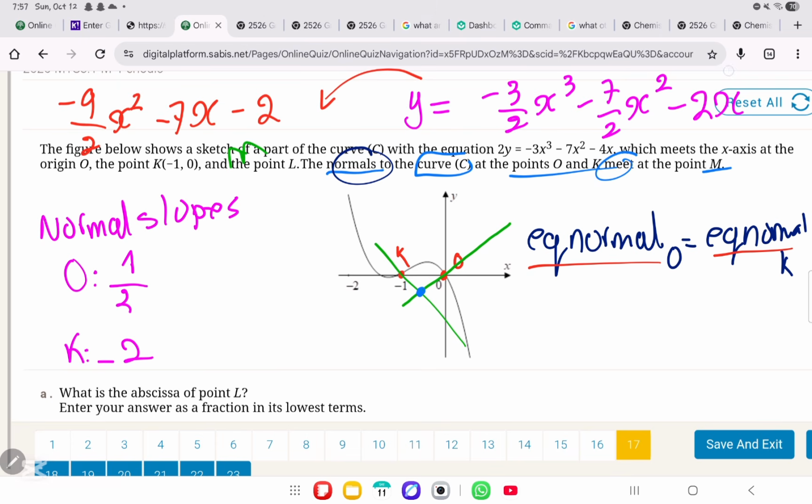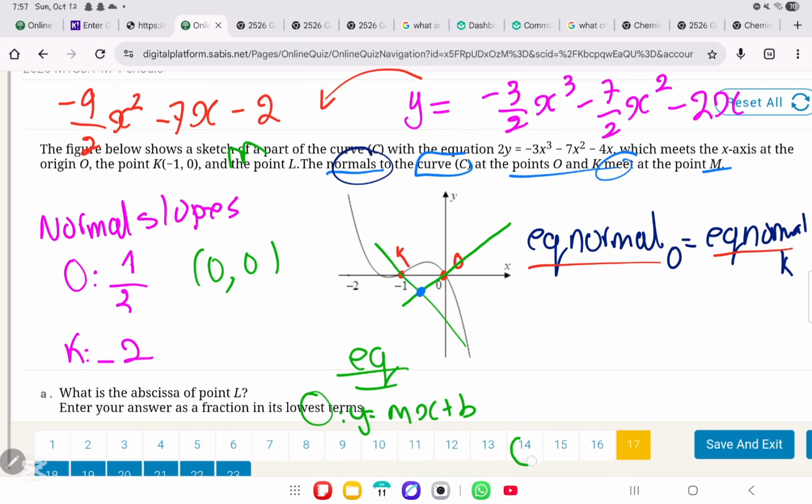Now, are we done yet? No, we're not done yet. We need to find the equations. We first start with O. How do we find the equation of O? It is y equals mx plus b. So we have that at O, the x is 0, the y is 0.